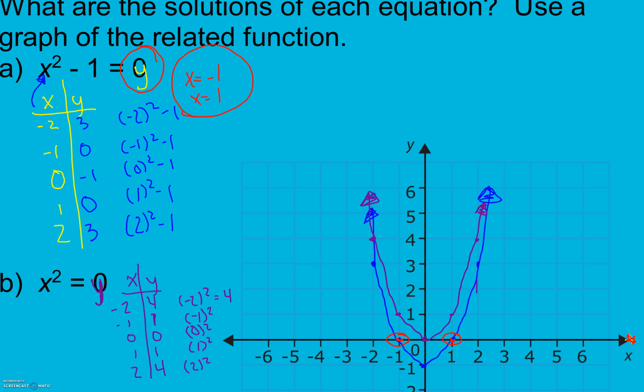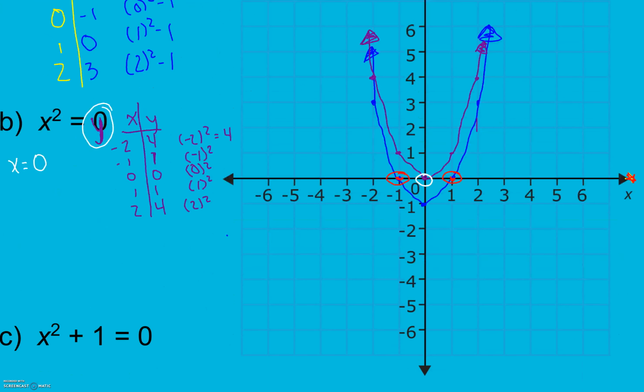And again, here we're still looking for our solutions. So we want to know, what does x equal? Okay, and we want y to be 0. Here that happens at 0. So x equals 0 is my solution. And I just have one of them. I only touch or cross the x-axis in one spot, so I have one solution.